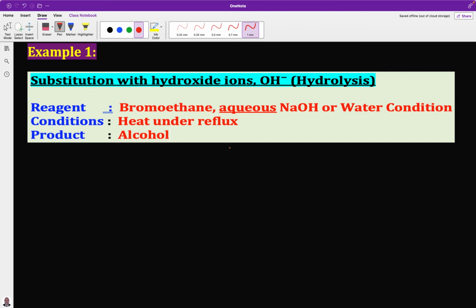So, once more, when bromoethane, which is our reagent, is heated under reflux with sodium hydroxide in a solvent of aqueous ethanol, bromine is substituted by the hydroxyl group and ethanol is formed. Let's do it. Let me write the mechanism so you can better understand what is happening.